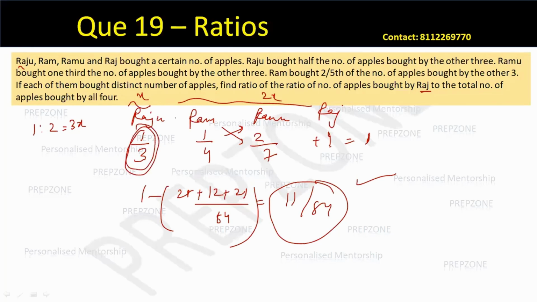Similarly, Ramu bought 1/3 of the apples of the others, which means 1:3. So the total is 4, and Ramu's fraction is 1/4. Similarly, Ram is 2/5, so the total is 7, and Ram's fraction is 2/7. And similarly, we have to calculate the fraction of Raj. The total sum of all the fractions has to be 1. Next question.